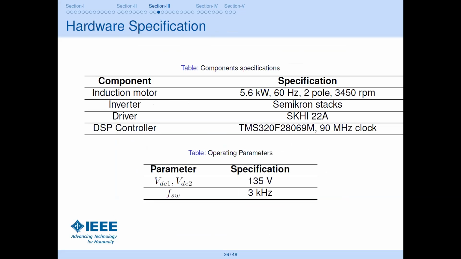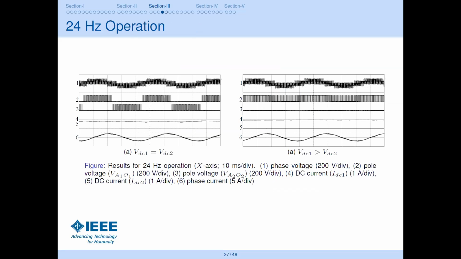And this is just a general specification of the hardware that was used. An induction motor of 5.6 kilowatt, inverters were Semikron stacks, drivers were SKHI 22A, and a DSP controller with a 20 megahertz clock. DC limits were kept lower just for the prototype application. It was 135 volt, and the switching frequency was also lower, 3 kilohertz.